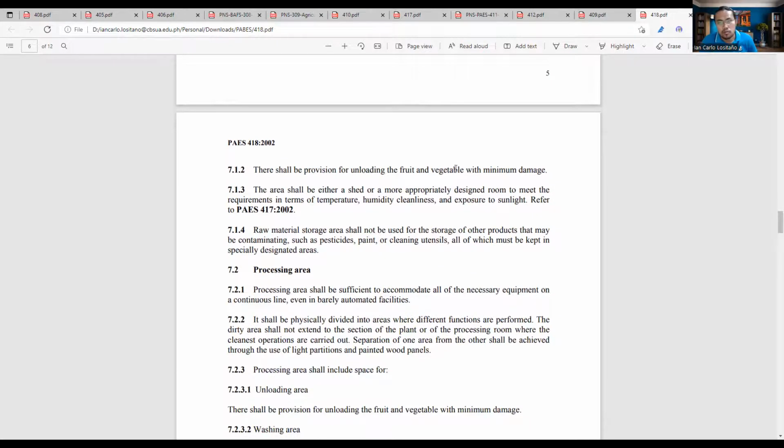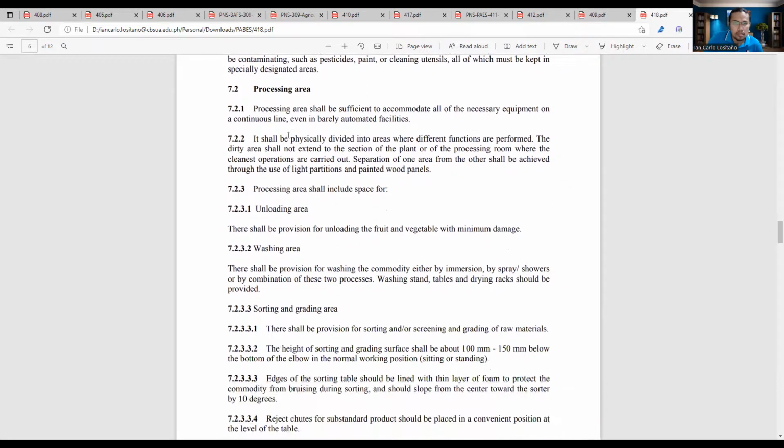There shall be a provision for unloading with minimum damage. The area shall be either a shed or a properly designed room to meet the requirements in terms of temperature, humidity, cleanliness, and exposure to sunlight. Temperature and humidity will be discussed further in environmental control, where there's a topic on psychrometry and ventilation, or the more general topic of HVAC, heating, ventilation, and air conditioning. Raw material storage shall not be used for the storage of other products that may contaminate, such as pesticides, paint, or cleaning utensils.